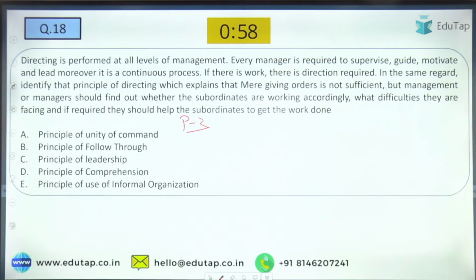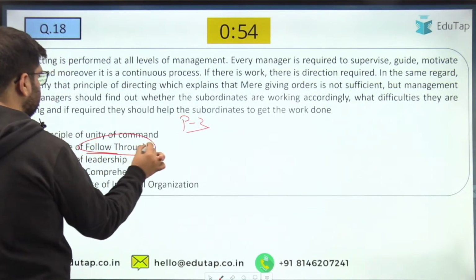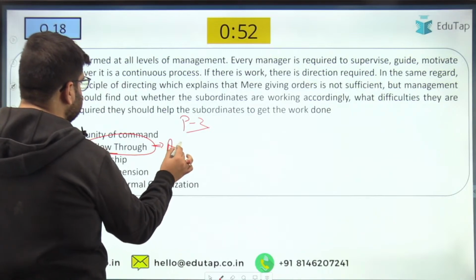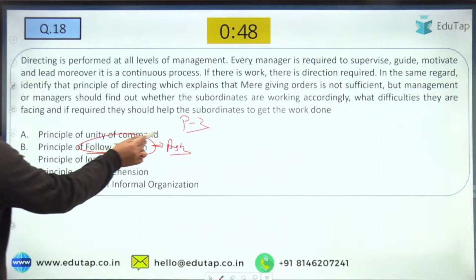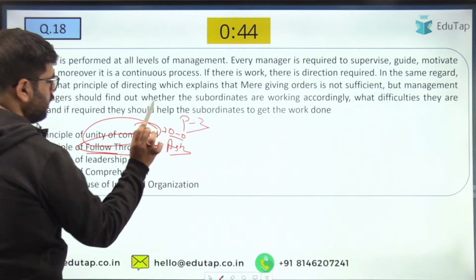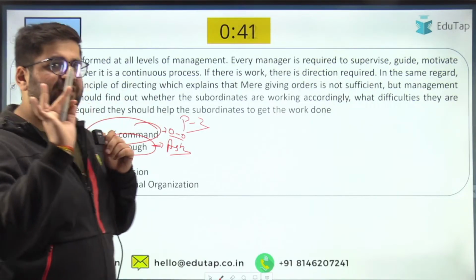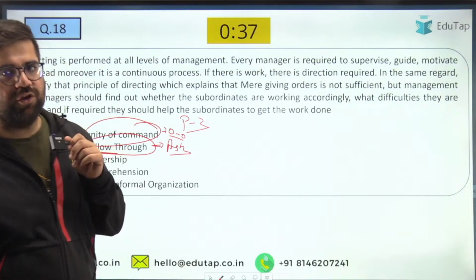Yes, very good. The correct answer will be principle of follow through, because follow through basically means to ask your employees whether everything is going good or not. Simple. Unity of command means what? That one person will have only one boss. That one boss will give you all the orders.